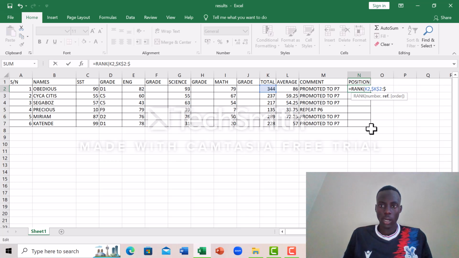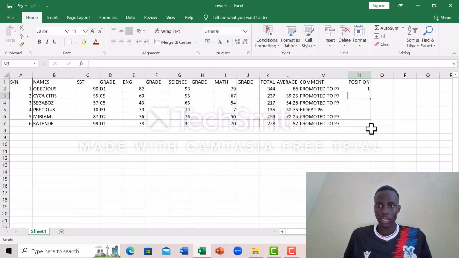2, to K7. So we shall say K, again another dollar sign, shift, right, dollar sign K, again up to K7, so we shall say to K7, let's cover that up, then we shall close our brackets, then we shall press enter.